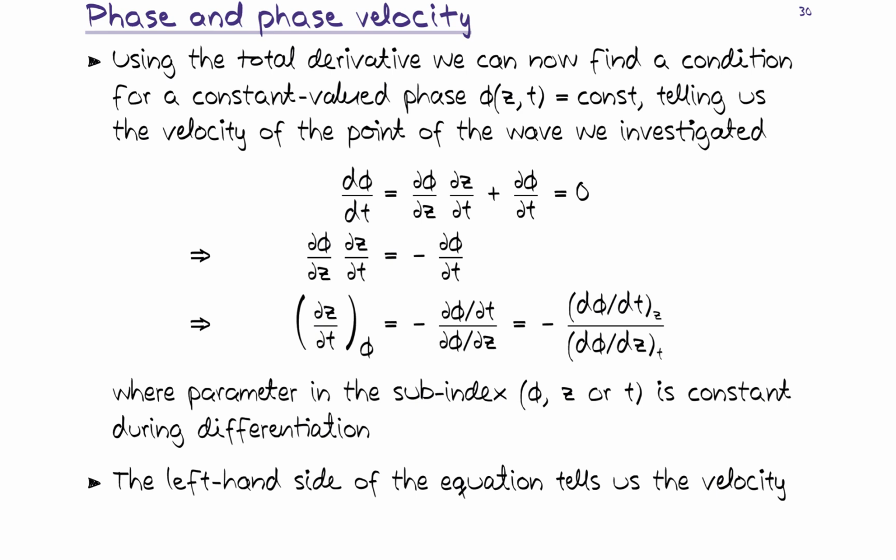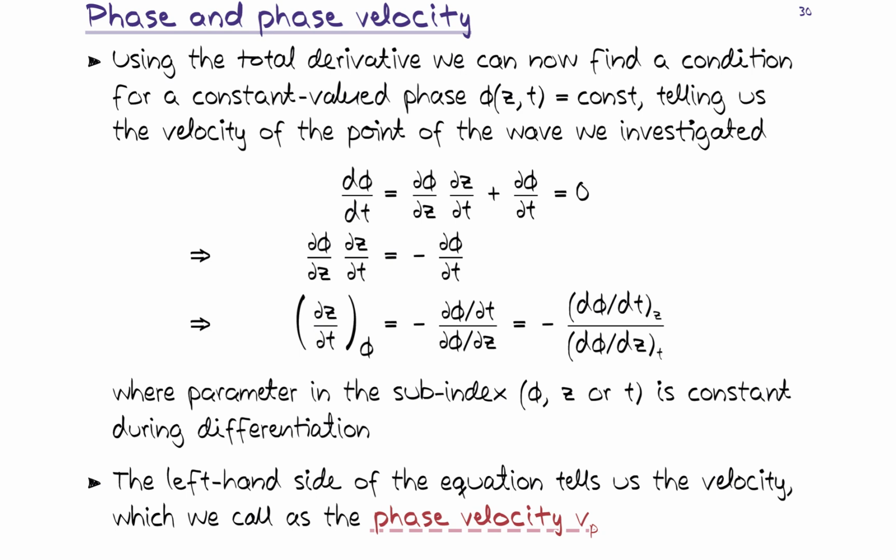So the left-hand side of the equation tells us the velocity of the wave. So basically that tells us a quantity we call phase velocity, Vp. And this is what we are looking after.